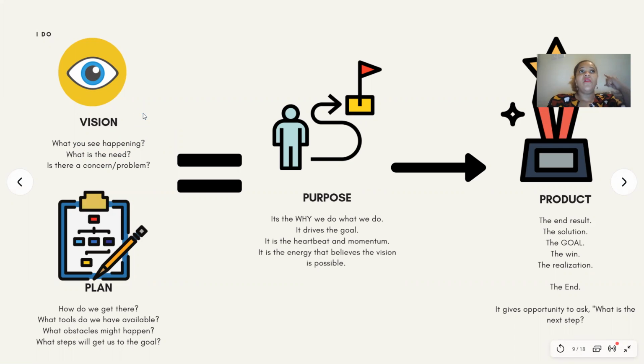I saw finishing a half marathon and getting a medal. I never run without getting a medal. I refused to run without getting a medal. But what was the need? Is there a concern or problem?